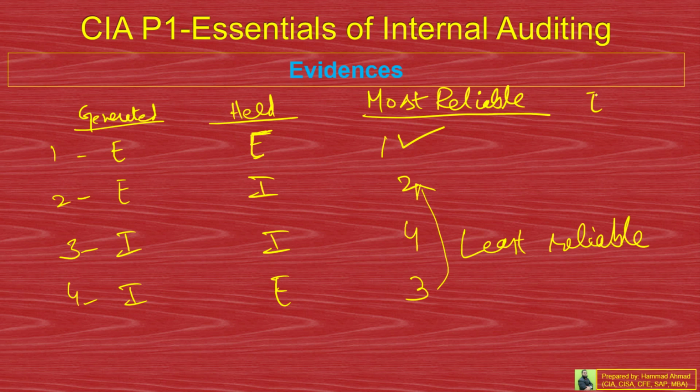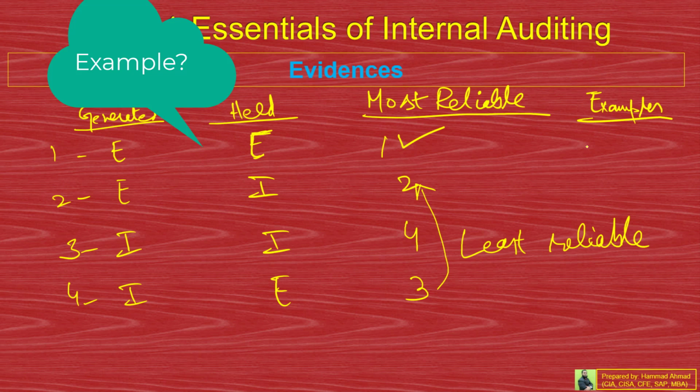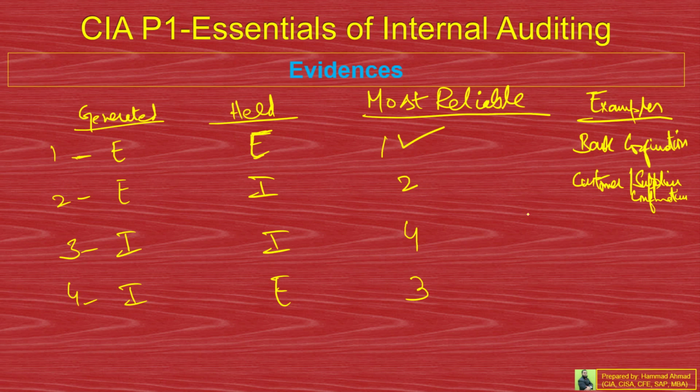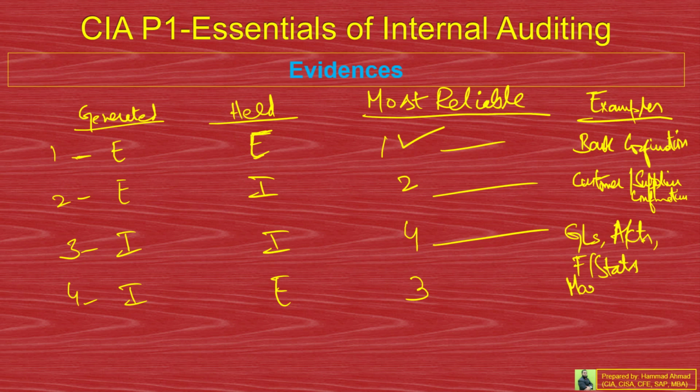What are the examples of this? Externally generated, externally held: bank confirmation, because it is generated by the bank and primarily it is held by the bank, right? So bank confirmation is the most reliable document. Next example, externally generated and internally held: customer or supplier confirmations. Got it? Reports generated through the SAP system, for example. Exactly, very good. All the reports, GLs, books of accounts, everything related to accounts, financial statements or management reports, everything internally generated and internally held, these are least reliable.